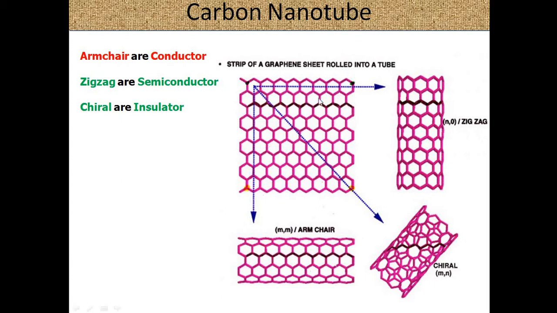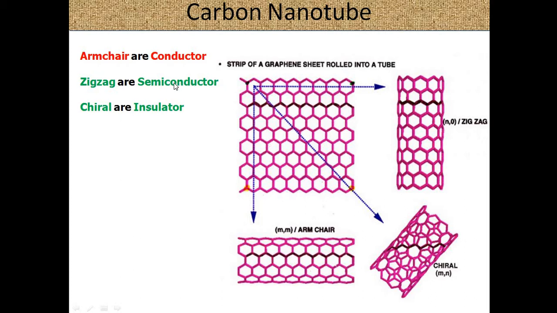So if we roll the graphene sheet from this direction to this direction, the upper surface will be like this: zigzag, zigzag, zigzag. You can see here a zigzag formation takes place. This is the zigzag formation, and hence this type of carbon nanotube is called a zigzag carbon nanotube. And these zigzag carbon nanotubes are of semiconductor type.